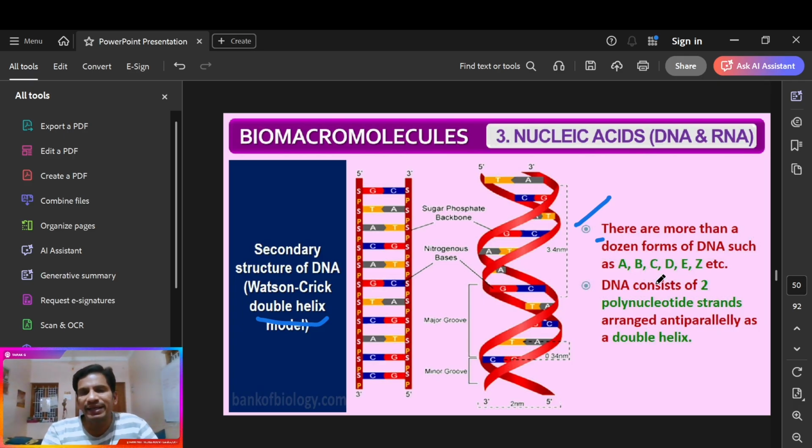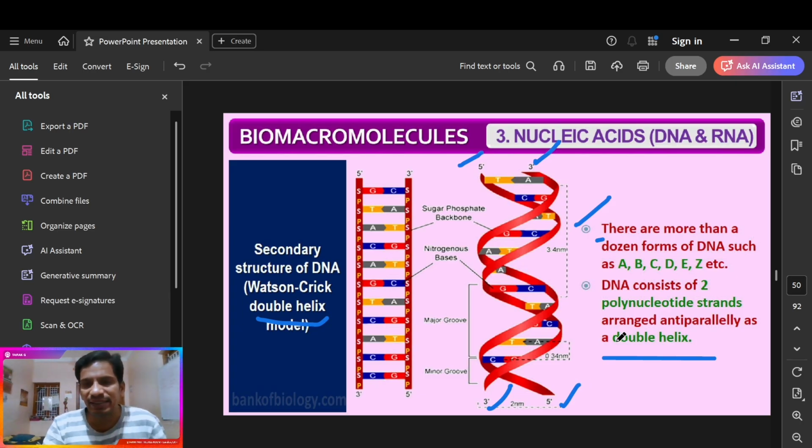DNA consists of two polynucleotide strands. How many? Two. One polynucleotide strand is arranged anti-parallel to the other as a double helix. Anti-parallel means what? This one starts at the 5 prime and ends at the 3 prime, and the other starts at 3 and ends at the 5. This is called an anti-parallelly arranged polynucleotide strand. We call it a double helical strand, right?